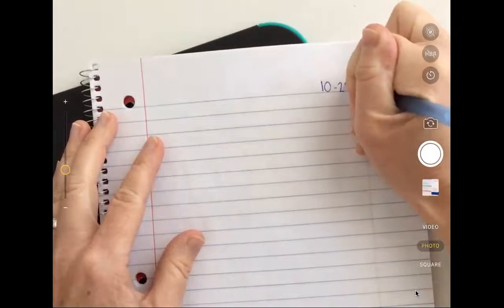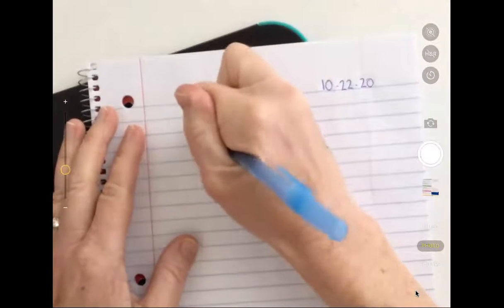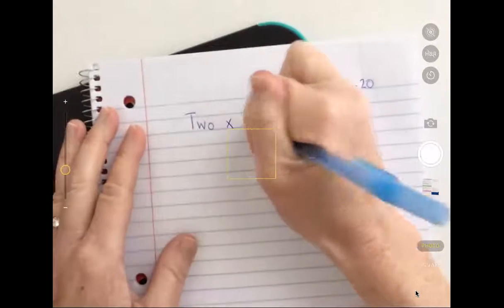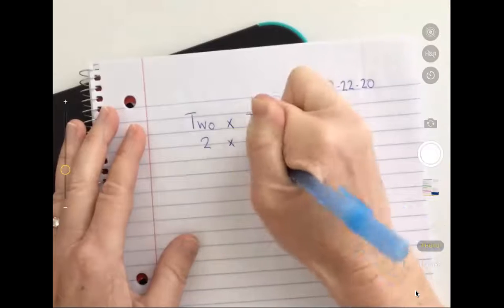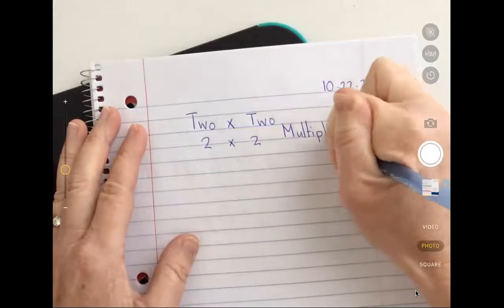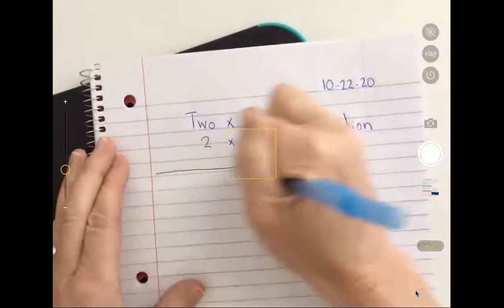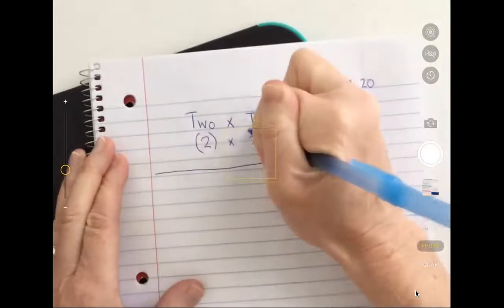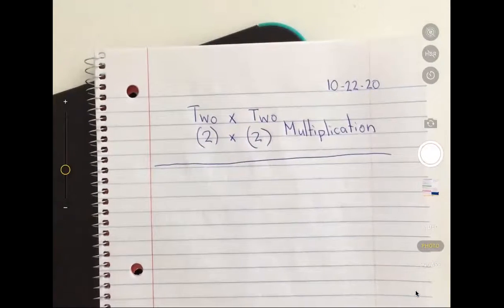So I'm going to go ahead and put today's date. It's October 22nd, and these are going to be 2 by 2. You could also think of these as 2 by 2 multiplication problems. What does that mean? I bet you already know. I'm going to put these in parentheses because that looks kind of odd, doesn't it? 2 by 2.